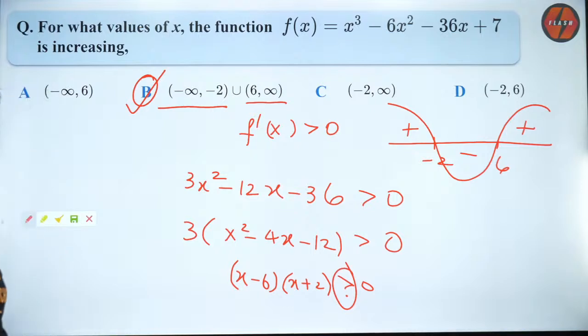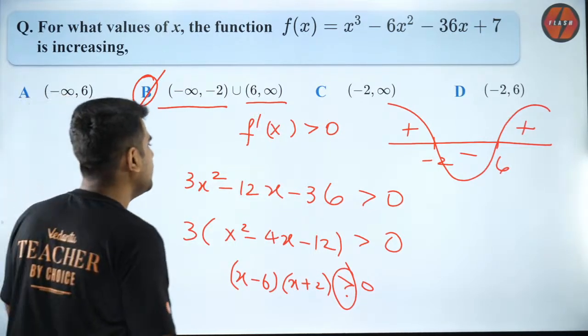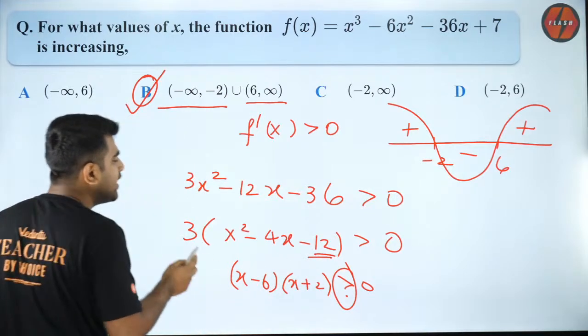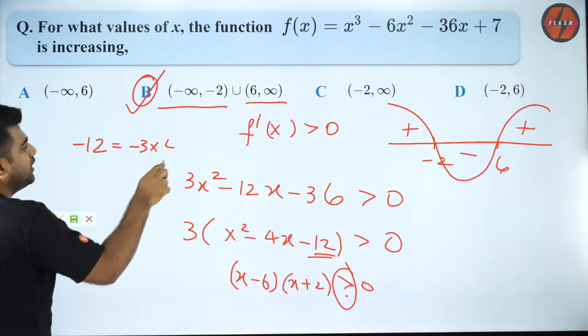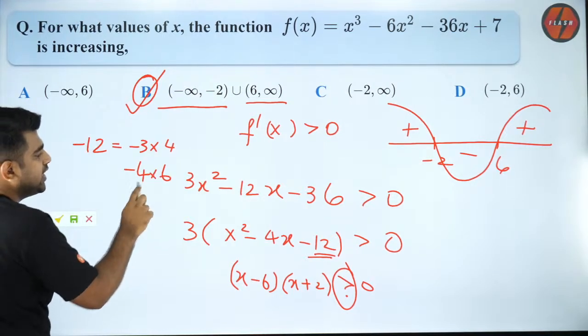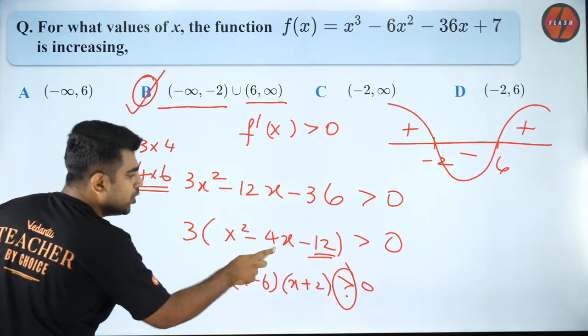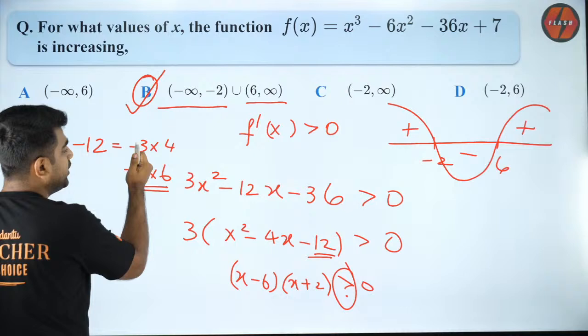Laddu, how did you factorize so fast? Murli, practice, man. So I got 12. How does minus 12 come? It comes from minus 3 into 4, or minus 4 into 6. Here I see the difference is 2. So I know, minus 2 into 6.